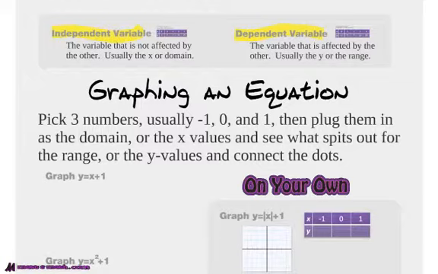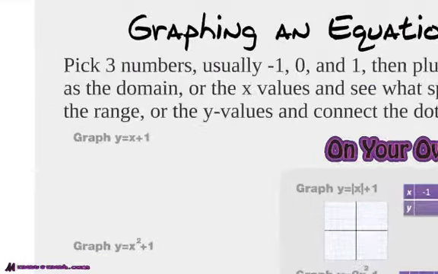Plug in -1, plug in 0, plug in 1, see what you get, and then connect the dots with those ordered pairs, because the -1 and the y value is the first point, the 0 and that y value that spits out is the second, and so forth. So let's do that with this guy. Let's graph y equals x plus 1. Let's see how we can graph it.